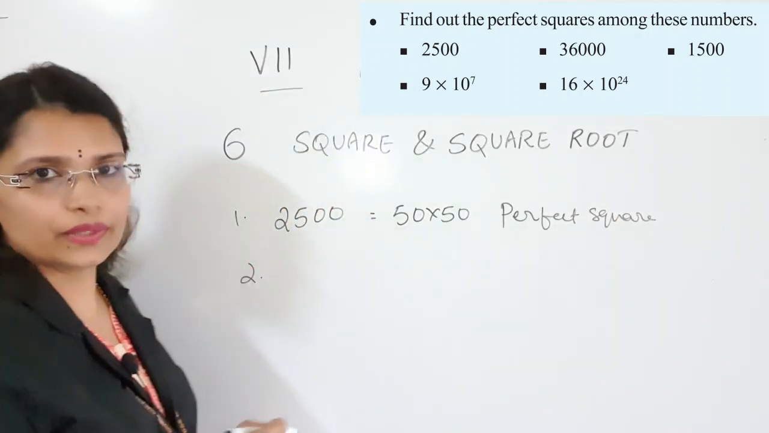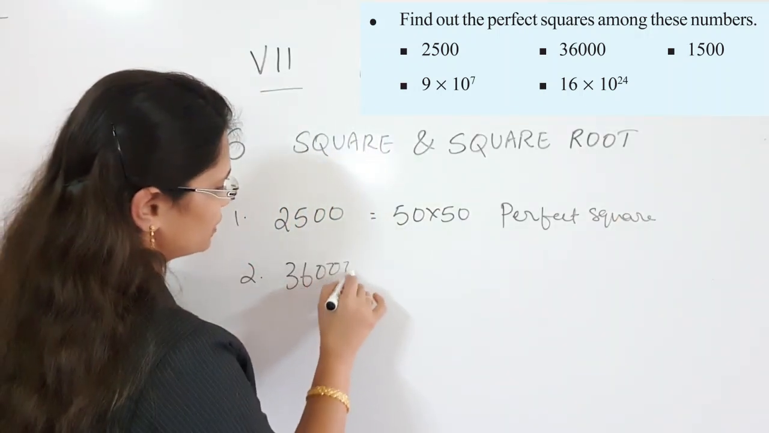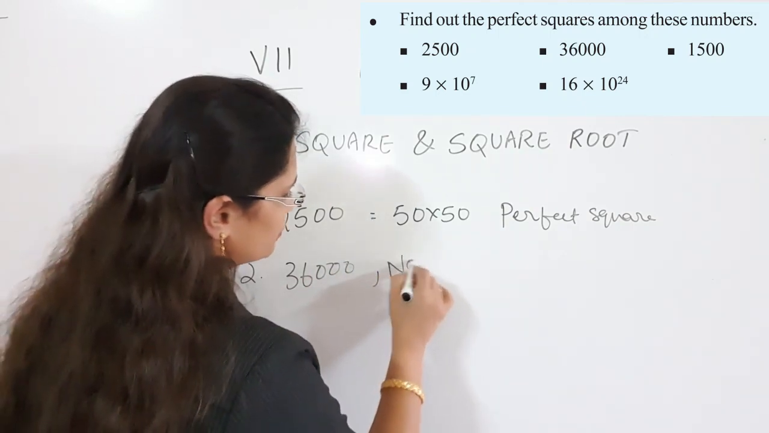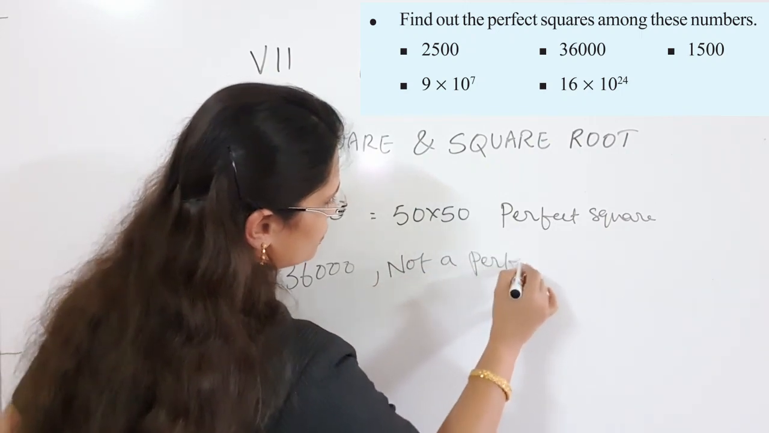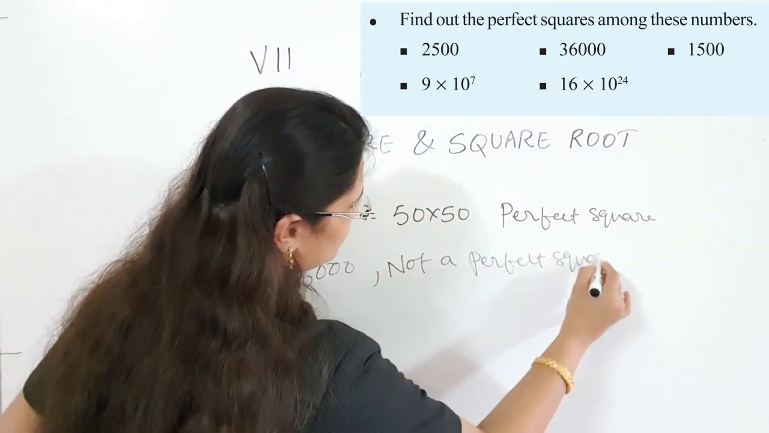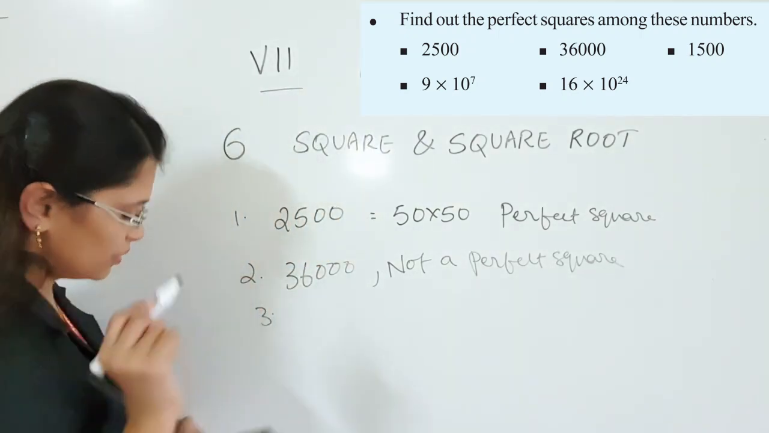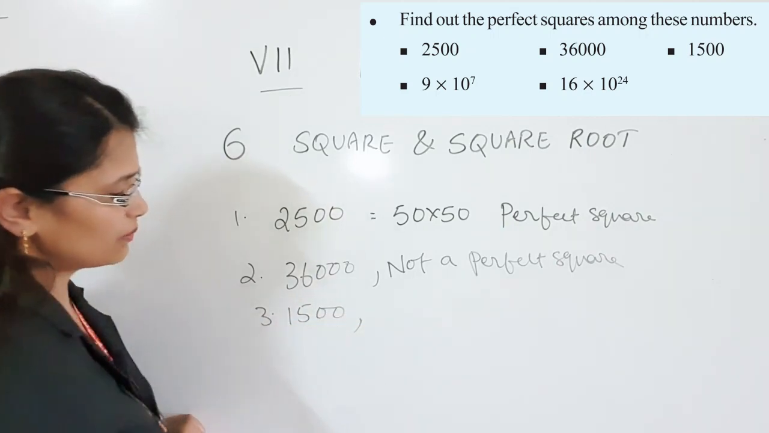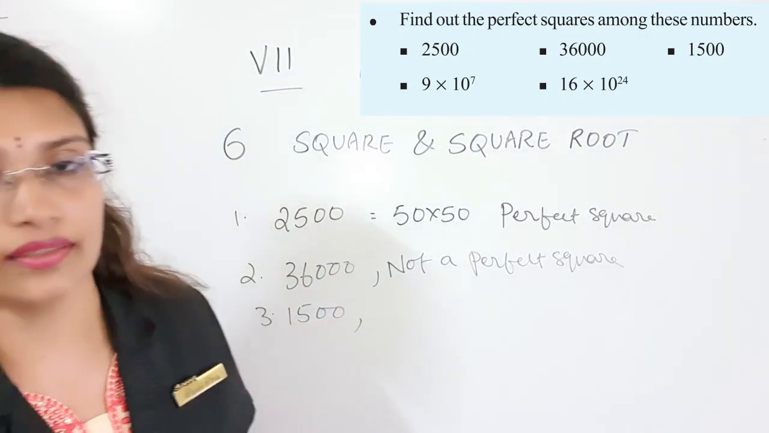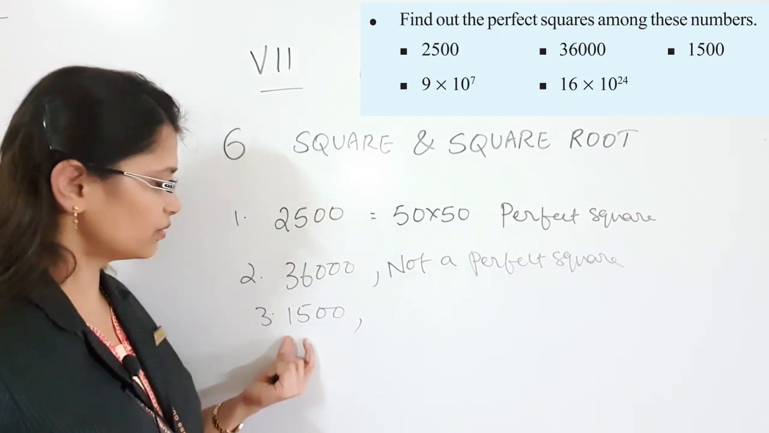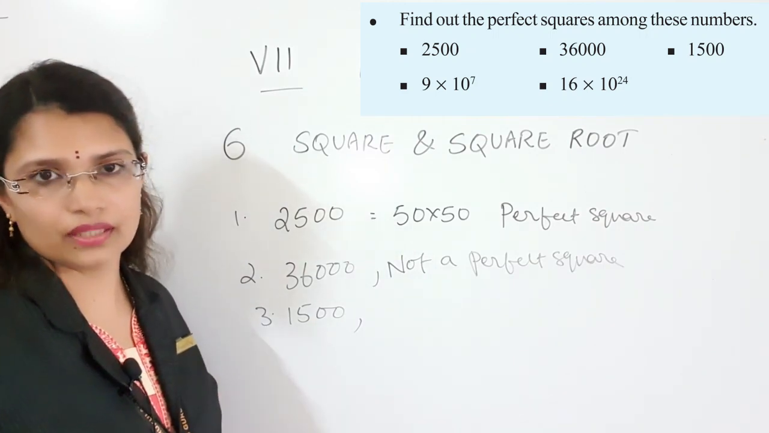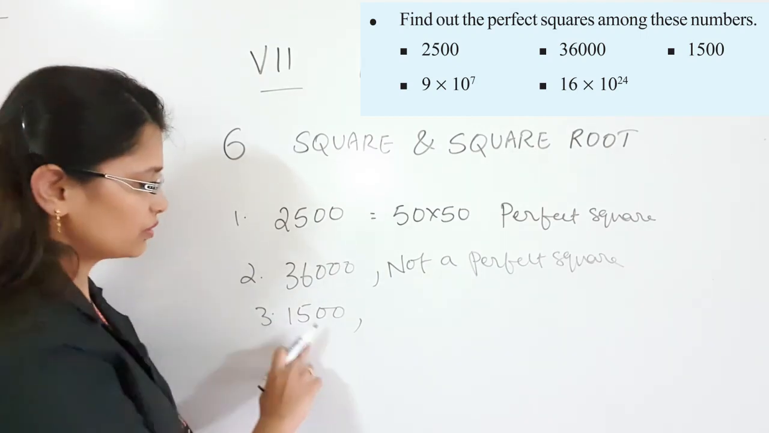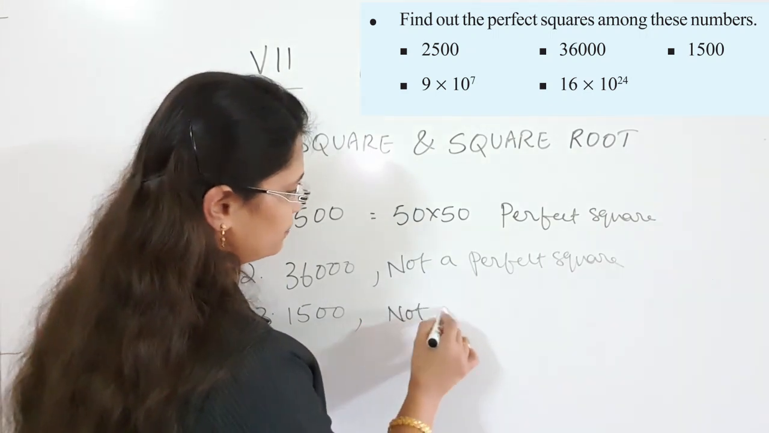Children, second question, 36,000. Here the number of zeros are not even. So, this is not a perfect square. And then third one, 1500. Here what about the number of zeros? Number of zeros are even, but is this a perfect square? This 15, any number multiplied with the same number, do you get 15? No. So, this is not a perfect square.